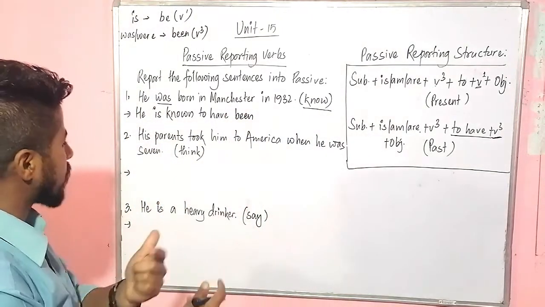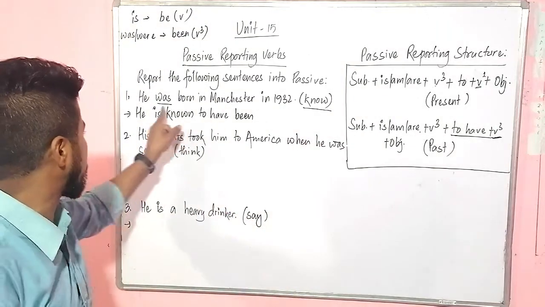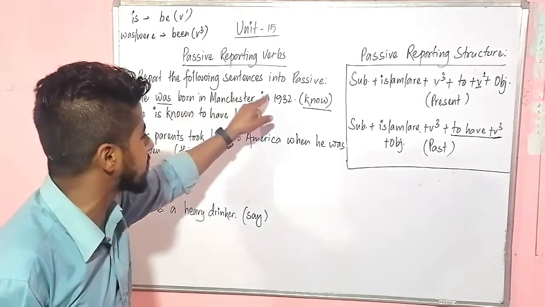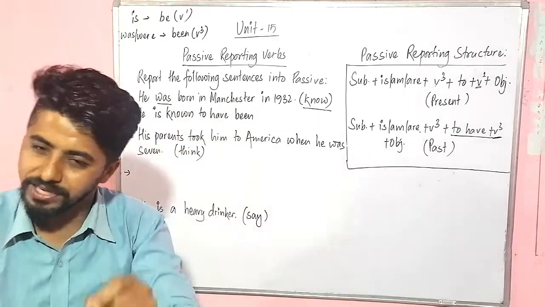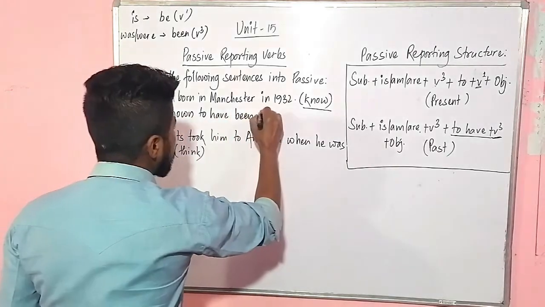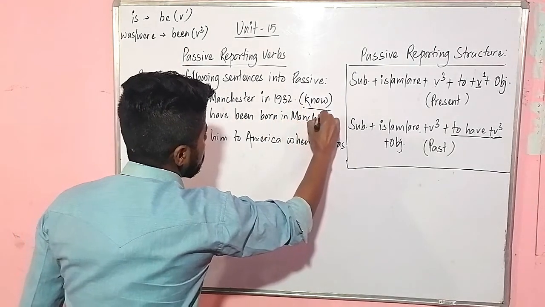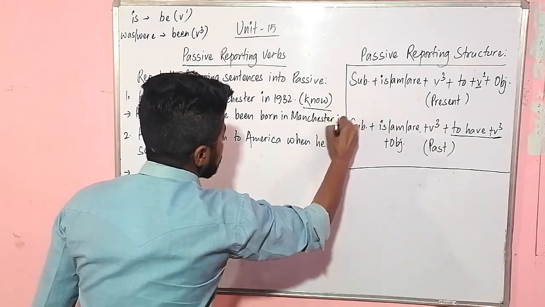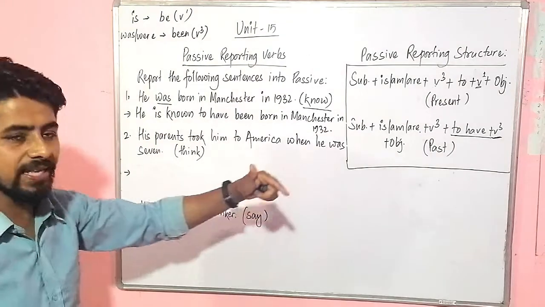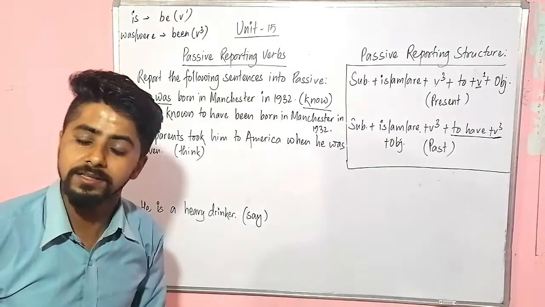Now the remaining part plus object means the remaining part you can copy as it is. So what is the remaining part here? You have completed till was, yes? So born in Manchester in 1932 is remaining, so it can be copied as it is. It becomes like this: he is known to have been born in Manchester in 1932. So when we change it into passive, the sentence becomes: he is known to have been born in Manchester in 1932.